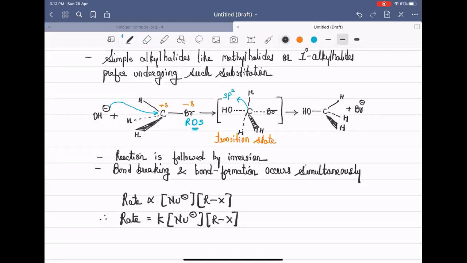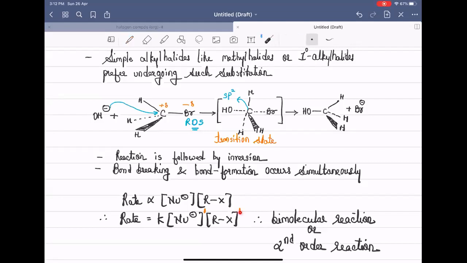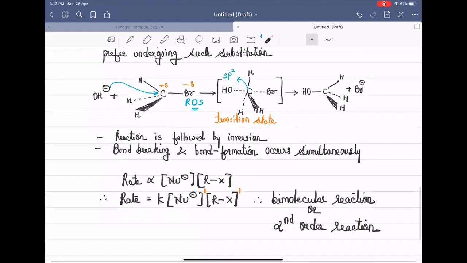Because the rate of a reaction is determined by the concentrations of two different components, it is a bimolecular reaction, or it is also called a second order reaction. Why? Because here the powers are 1, the rate is dependent on the first power of nucleophile and the first power of RX as well. So you have 1 plus 1, 2. So you have a second order reaction, which is also called a bimolecular reaction, right?